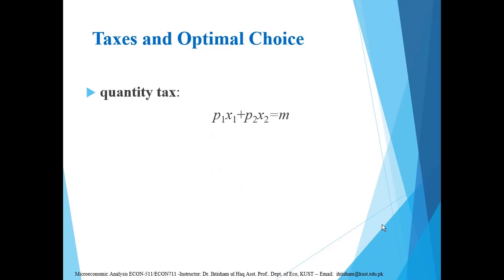Now this equation is the original budget line equation, while in case of quantity tax, the budget line equation will be (P1 plus T) times X1 plus P2 X2 equals M. Why? Because the price of X1 is greater than in the original budget line. In that case it was just P1, now it is P1 plus T.